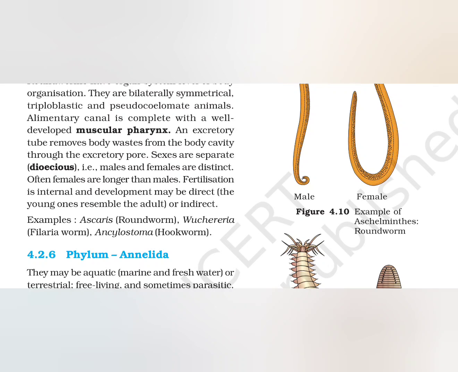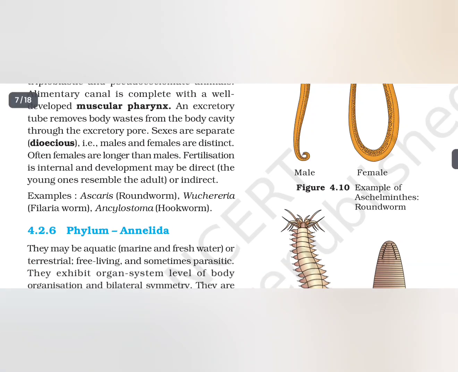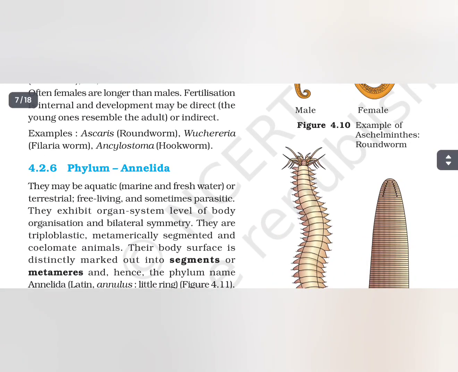Sexes are separate, dioecious, that is, males and females are distinct. Often females are longer than males. Fertilization is internal and development may be direct, the young ones resembling the adult, or indirect. Examples: Ascaris, roundworm; Wuchereria, filarial worm; Ancylostoma, hookworm.